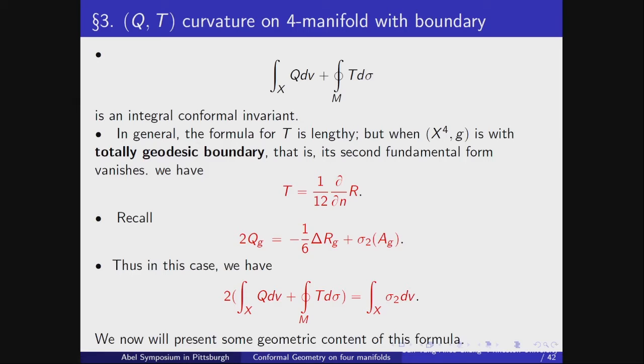Okay? So instead of Q curvature, on a 4-manifold with boundary, the natural conformal invariant term to study is the integral of sigma 2 again.